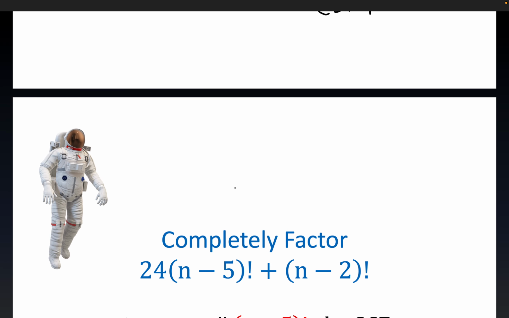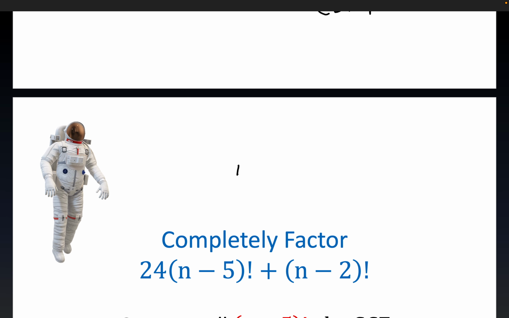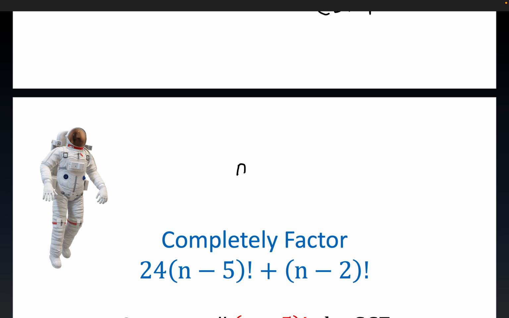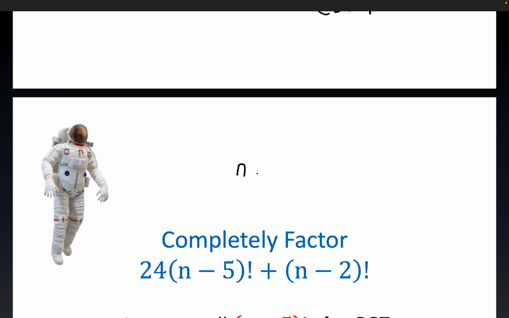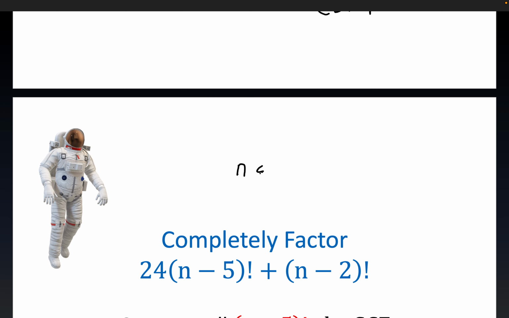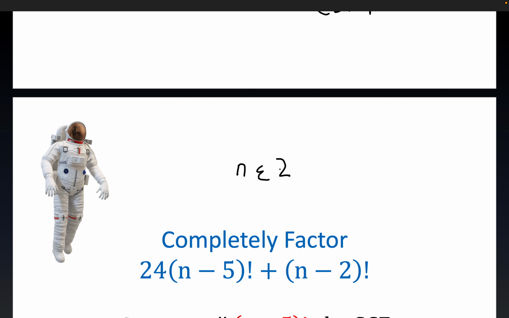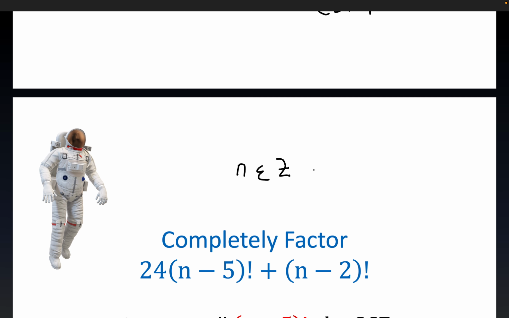Good day, everybody. We have a factoring problem today, a complete factoring problem that ended up with a result I didn't expect, so I thought I'd share it with you. But we're obviously talking about integer values here, and so we need our integer n to be greater than or equal to 5, clearly.